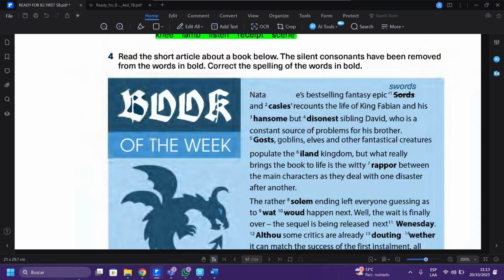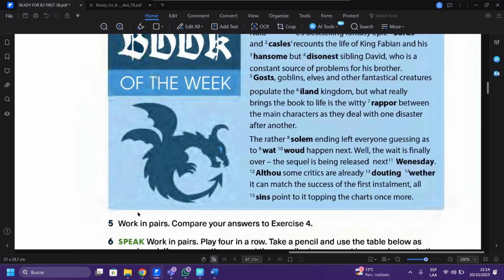In handsome, the letter D. Handsome, D, right? Dishonest is the letter H, right? Dishonest. Ghost, the letter H. We have island, the letter S, right? Then rapport. This word I don't know. Rapport, which means relación, right? Rapport between.